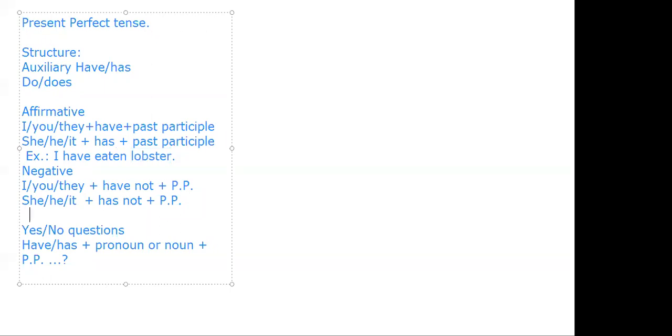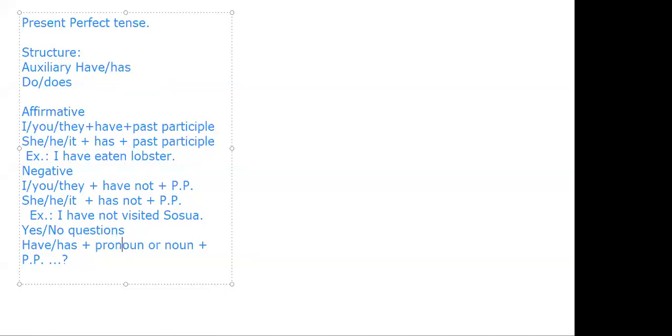In the negative, we have, I have not visited Sosua. Just an example, I've been there. So I have not visited Sosua. You see the negative? I, the pronoun, have not visited. This is the past participle of visit. It's similar to the simple past form, but it's because it's a regular verb. For regular verbs, the past participle and the past form are the same. So I have not visited Sosua.